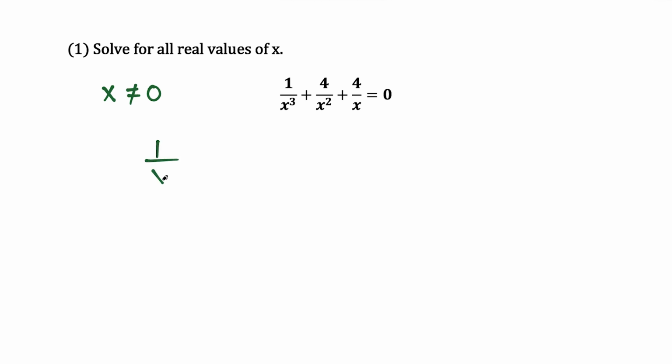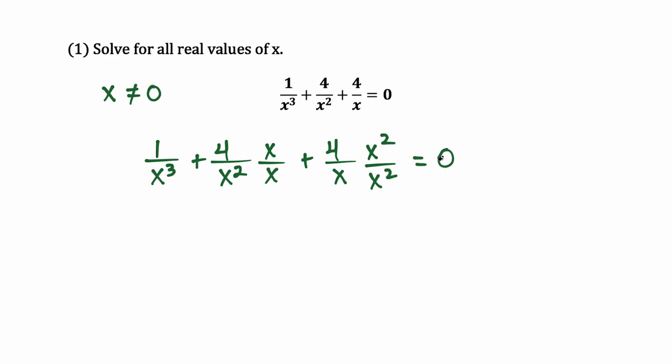So we could start off here. We have 1 over x to the third plus 4 over x squared. And this expression I'm going to multiply by x over x because I want to have a common denominator with x to the third. And then we have plus 4 over x. And that final fraction I'm going to multiply by x squared over x squared. And this whole thing is equal to 0. So from here, what we have is 1 over x to the third plus 4x when we multiply over x to the third, and then we have 4x squared over x to the third.